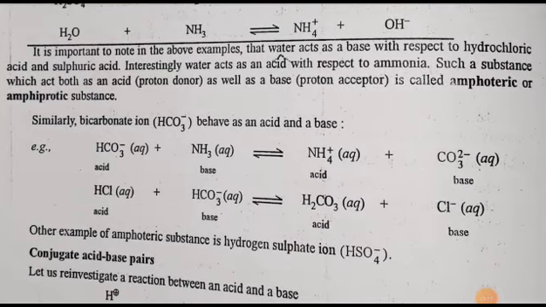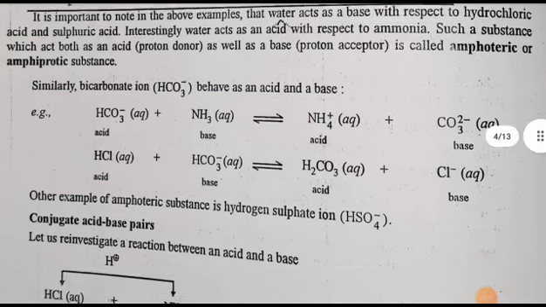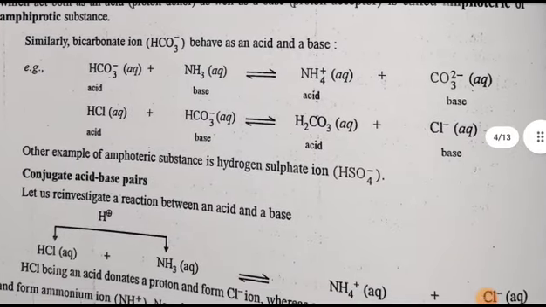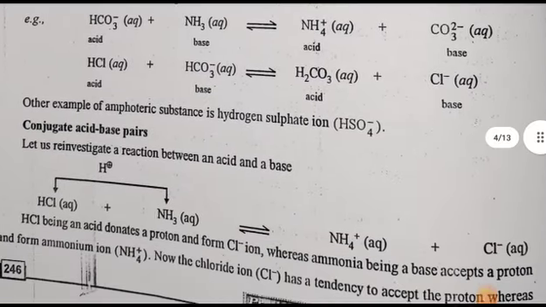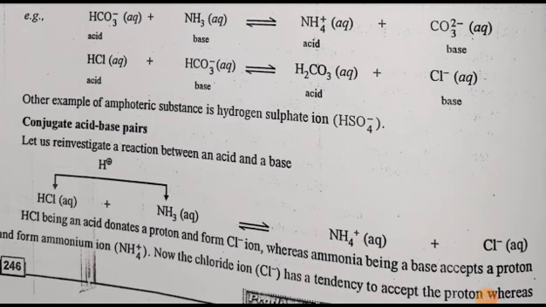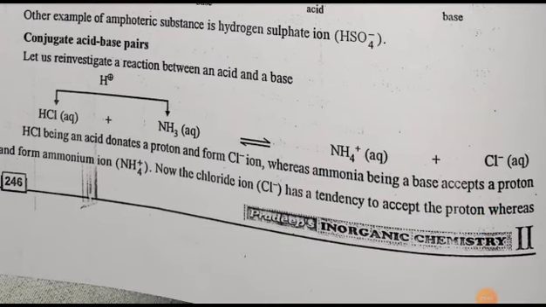It is important to note in the above examples that water acts as a base with respect to hydrochloric acid and sulfuric acid. Interestingly, water acts as an acid with respect to ammonia. Such a substance which acts as both acid and base is called amphoteric. Similarly, bicarbonate ion behaves as an acid or a base. Another example of an amphoteric substance is hydrogen sulfate ion.